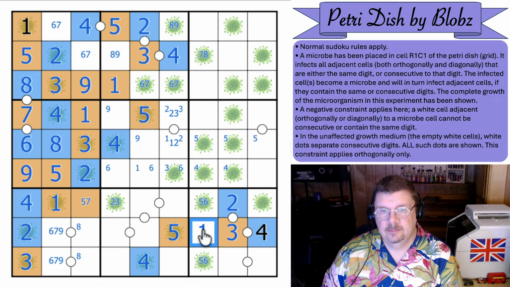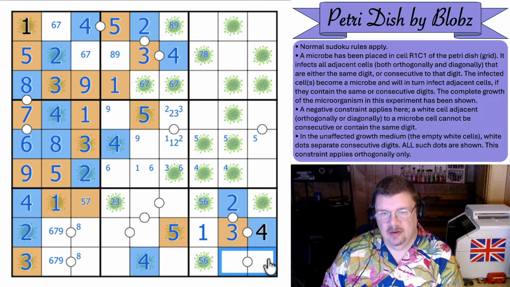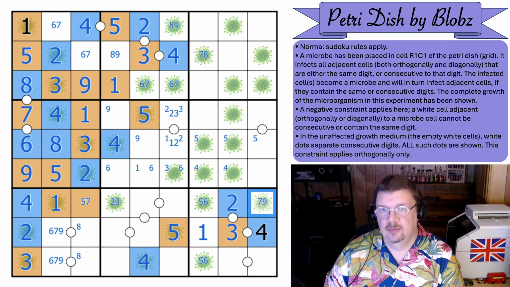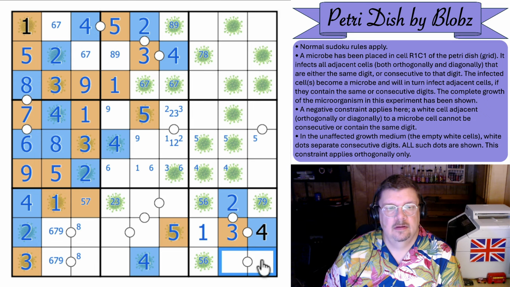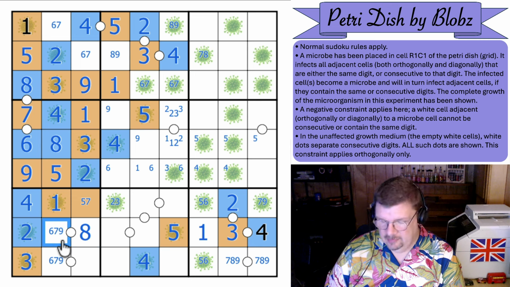So that's a 1. So these are 7, 8, and 9, and one of those is an 8. So that is 7 or 9. That's 7, 8, 9. That is no longer an 8, making that the 8. That's a 9.